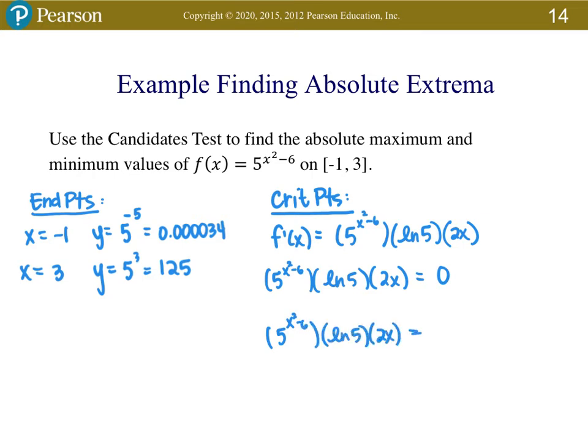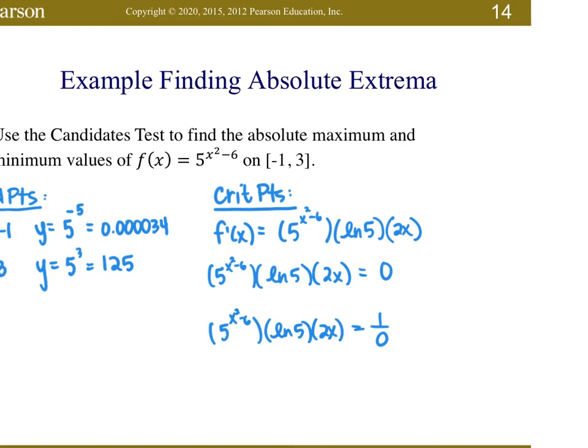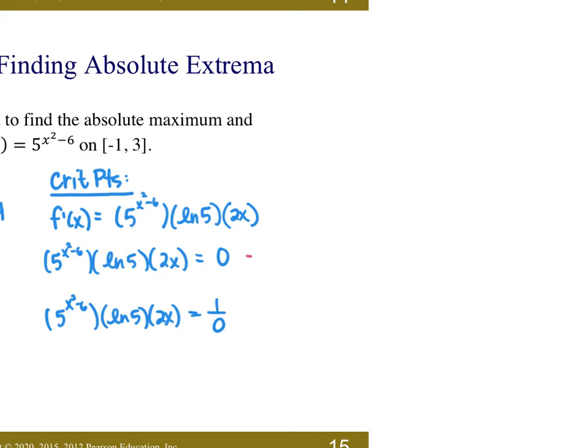Remember, setting it equal to 0 finds any horizontal tangents. Setting it equal to 1 over 0 will find any corners or cusps. When I set it equal to 0, it's the same thing, because of all the parentheses, as setting each piece equal to 0. So 5 to the x squared minus 6 being set equal to 0, ln 5 being set equal to 0, and 2x being set equal to 0. So it's 3 different ones, just like if you had factors in parentheses and you would set each of those equal to 0.